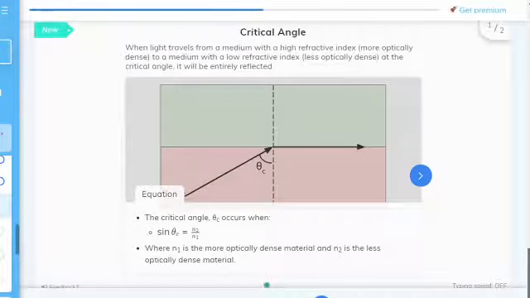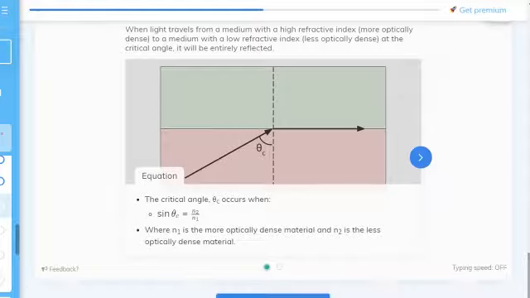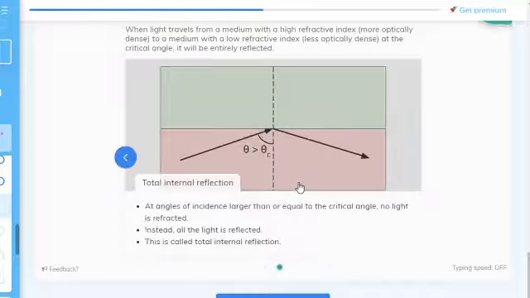When light travels from a medium with a high refractive index to a medium with a low refractive index, at the critical angle it is entirely reflected. So the critical angle is when sine C equals n2 over n1. n1 is the more optically dense material, and n2 is the less optically dense material, so this and this.